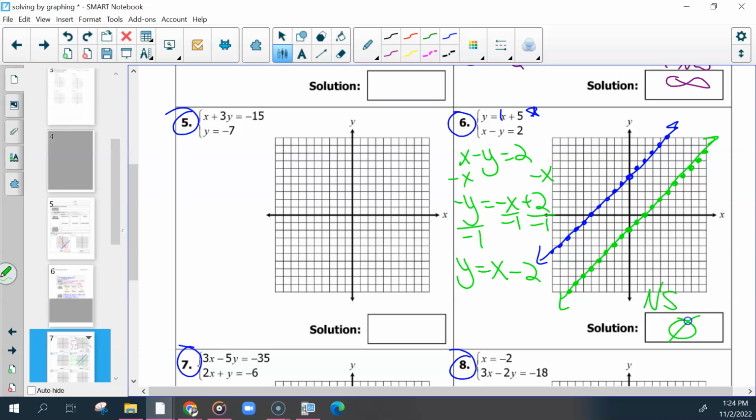You can write out the words no solution. You can write NS. Any of those, as long as you don't write just 0. None is fine.